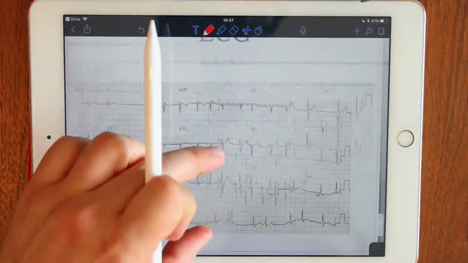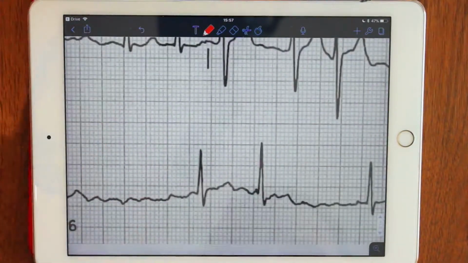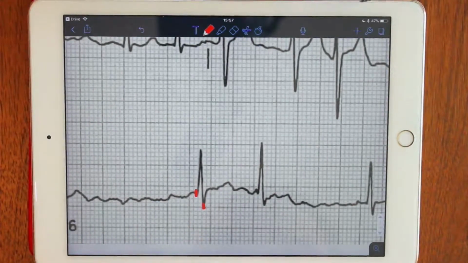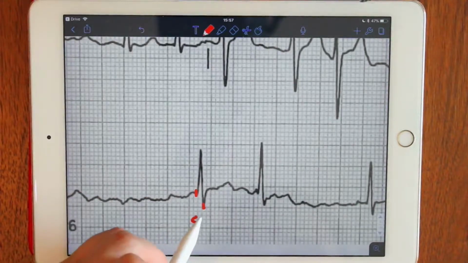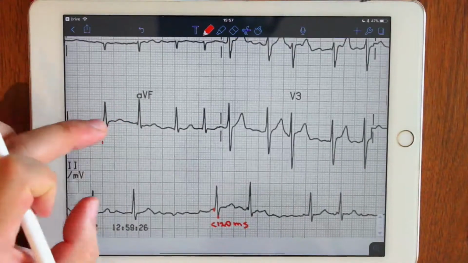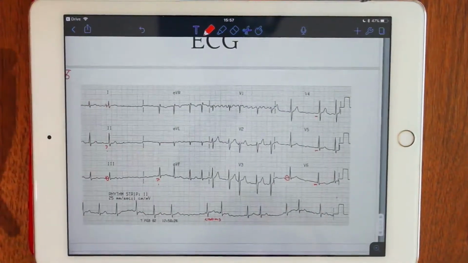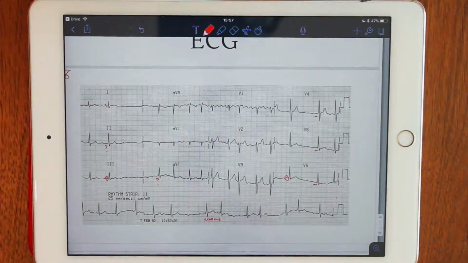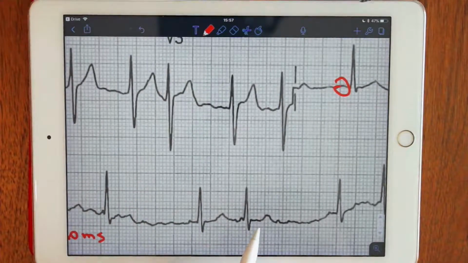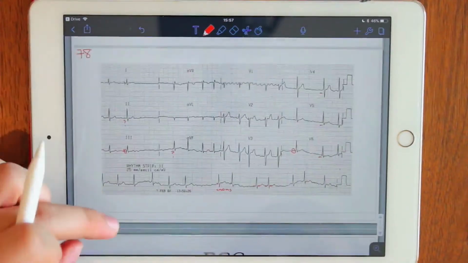For QRS complexes, we can take any one, and again, we want to see how wide it is. That's 2 boxes, so that is less than our 120 millisecond limit for a normal QRS complex. For PR interval, since we can't identify P waves, we can't identify a PR interval, so that's not applicable. As for the ST segment, here's a nice ST segment here, and it's on the level of the isoelectric line. So the ST segment there is normal.